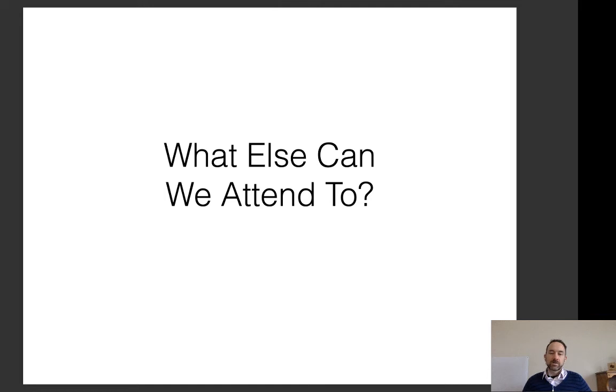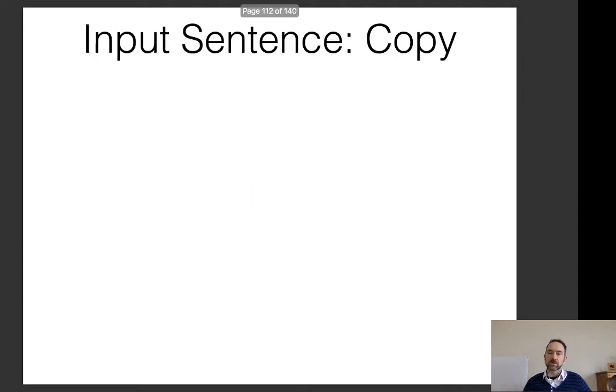Okay, and now I'd like to go to the last part. So I've talked about self-attention, I've talked about attention in a translation model. But what else can we attend to, or what else can we use attention to assist us in training our models?